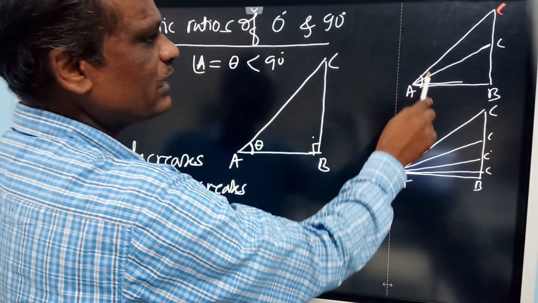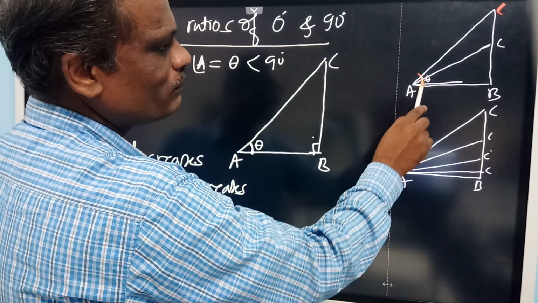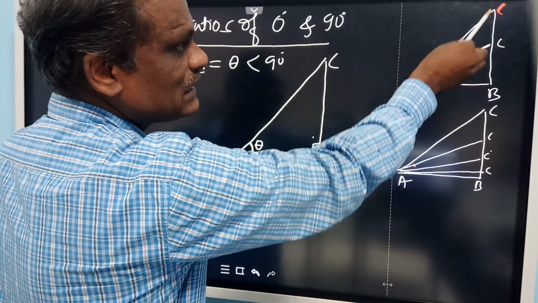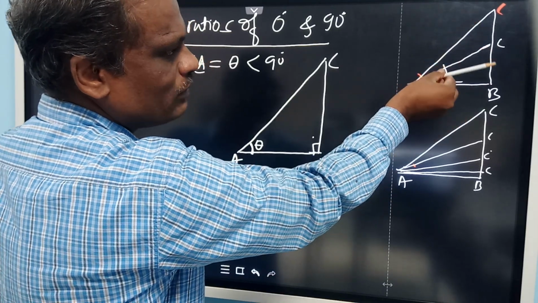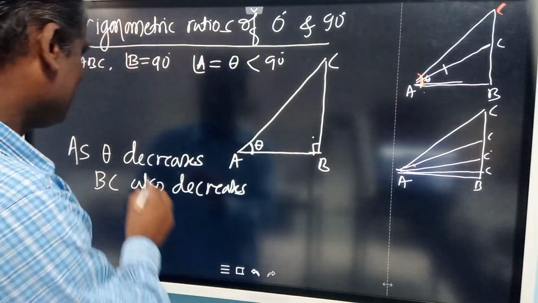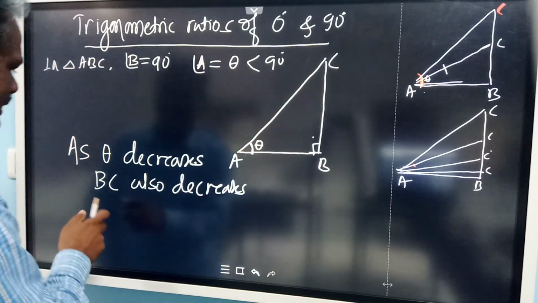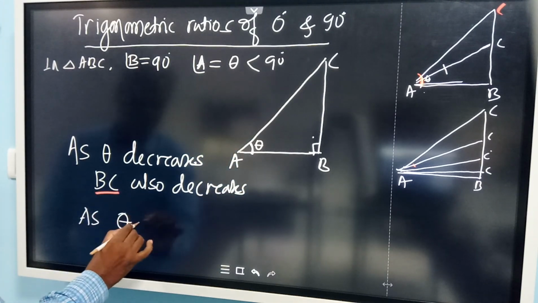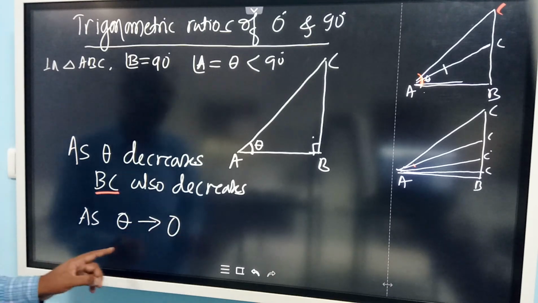When you reduce this angle, this was completely like this. You keep on reducing this angle. When you are reducing, this length will come like this. It was like this and it will be reducing like this. As theta decreases, BC length also decreases. So as theta tends to 0, that means it is going to be 0.